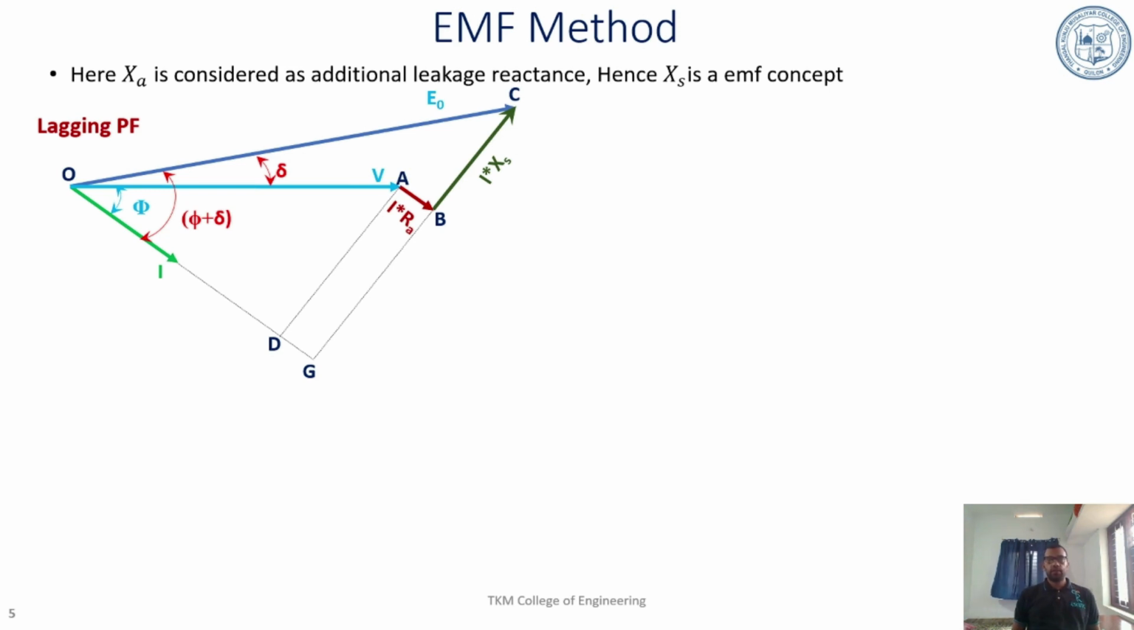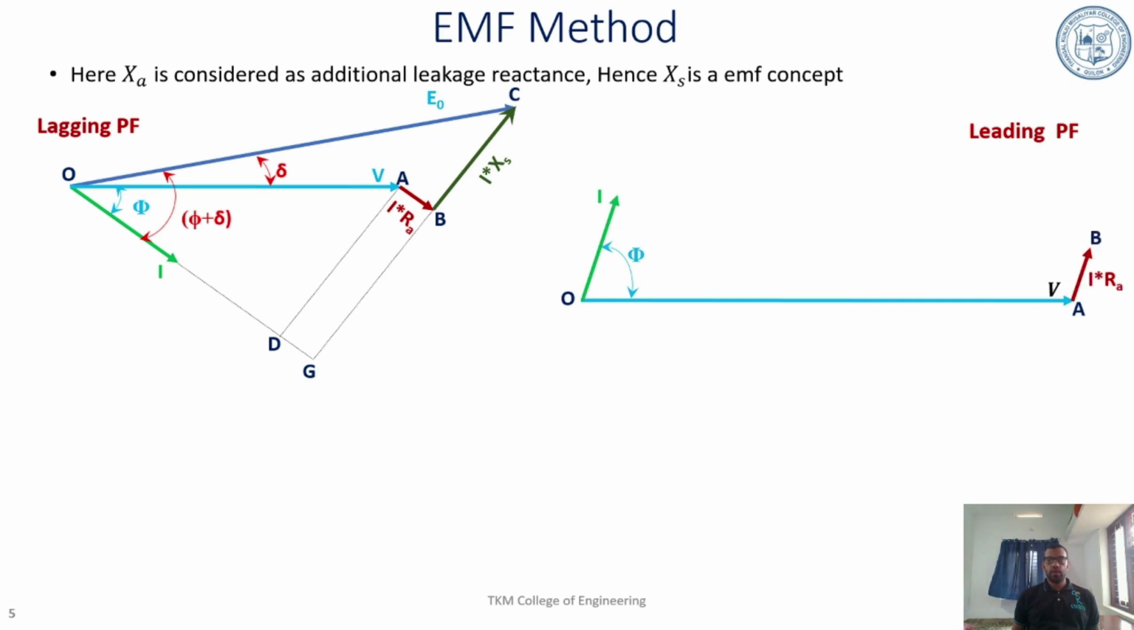Now let's draw the phasor diagram corresponding to leading power factor case. Similar to lagging power factor, V is taken as reference. I is leading V by power factor angle phi. I into RA drawn parallel to I from the tip of V. I into XS is drawn from the tip of I into RA phasor, which is leading I by an angle 90 degree. Now join O and C, that gives E0. Angle between E0 and V is delta, load angle or power angle.